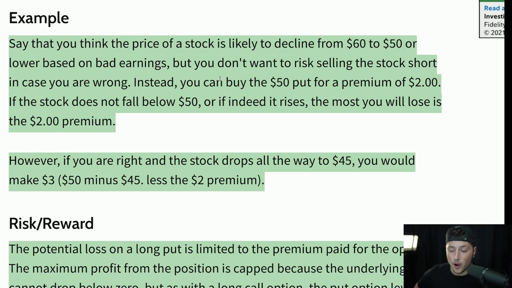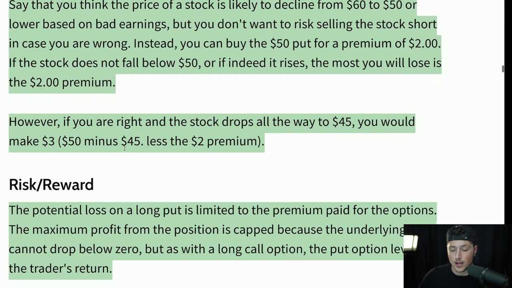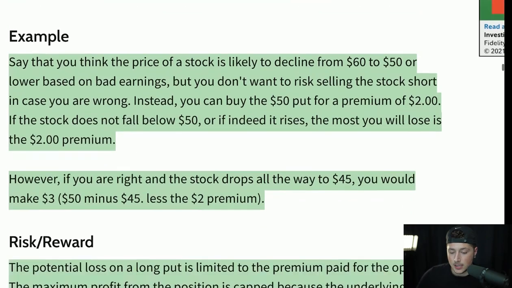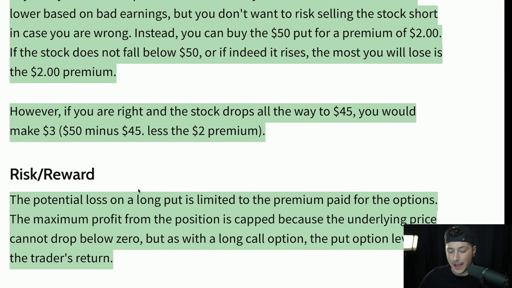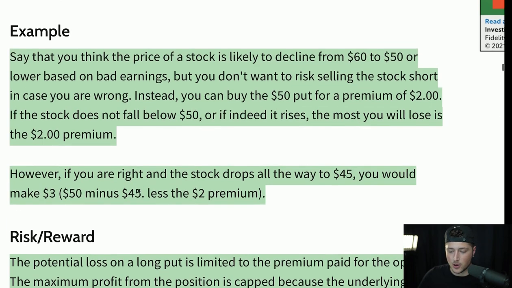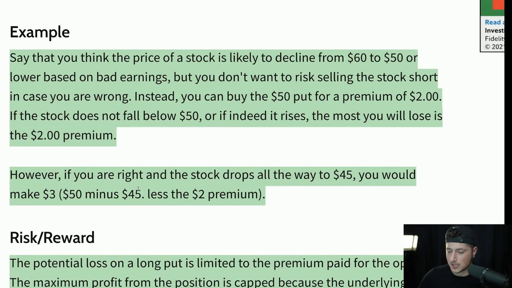If the stock does not fall below $50, or if it indeed rises, the most you will lose is the $2 premium. However, if you are right and the stock drops all the way down to $45, you will make $3: $50 minus $45, less the $2 premium. So the potential loss on a put is limited to the premium paid. The maximum profit from the position is capped because the stock could technically not fall below zero, right? So that is pretty much the situation there.